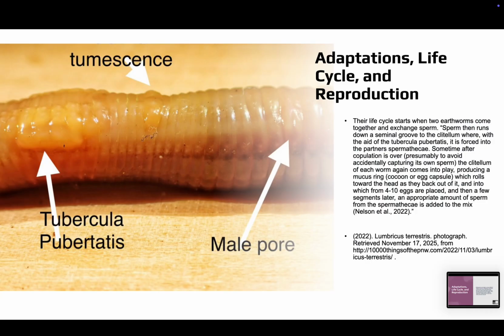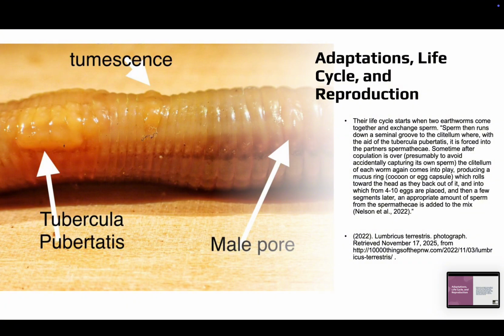Their life cycle starts when two earthworms come together and exchange sperm. Sperm then runs down the seminal groove to the clitellum, where, with the aid of the tubercula pubertatis, it is forced into the partner's spermathecae.